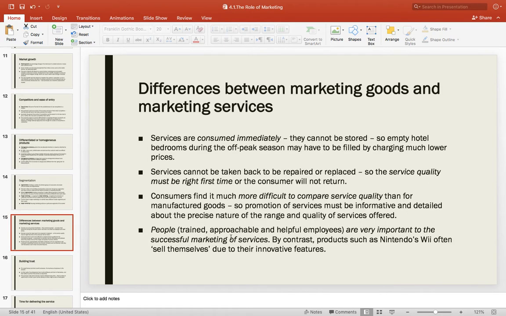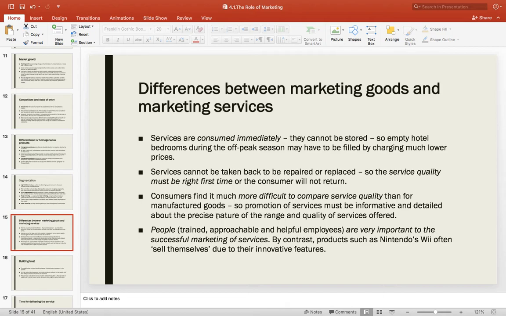Okay, now let's take a look at differences between marketing goods and marketing services. Marketing goods, we all know that goods are usually products that are tangible, can be touched, can be seen, can be felt, but services are basically intangible products that cannot be touched. Services are actually quite tricky to market.